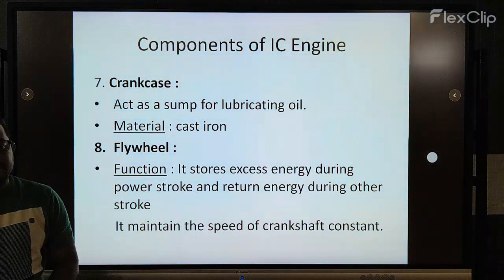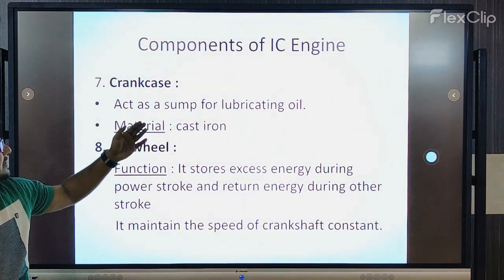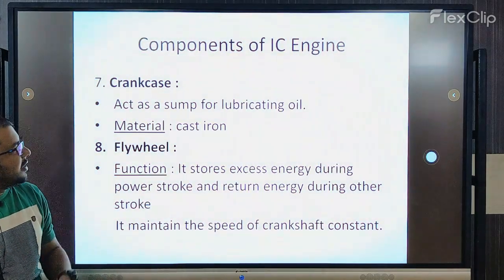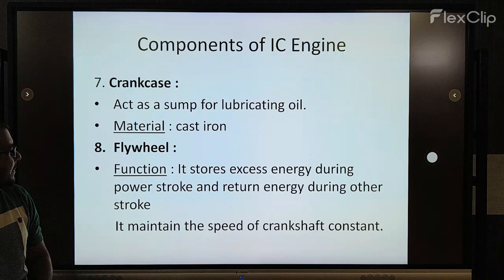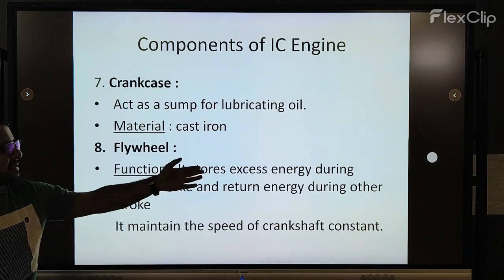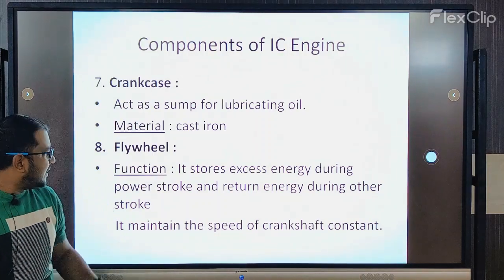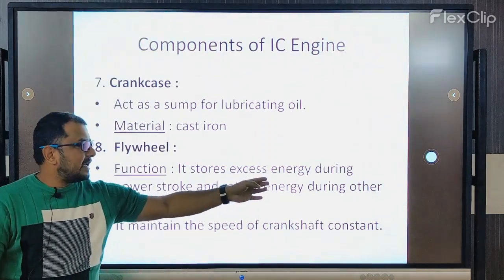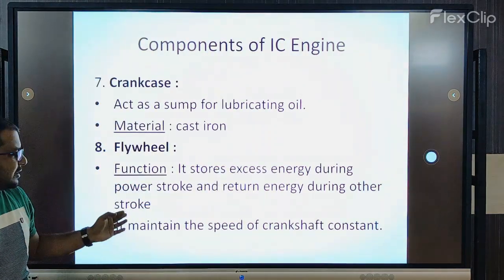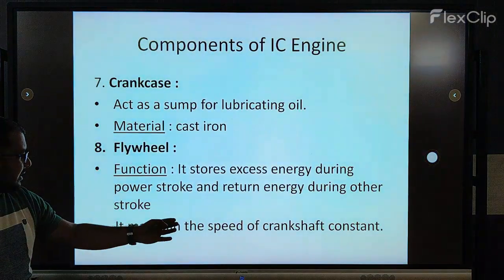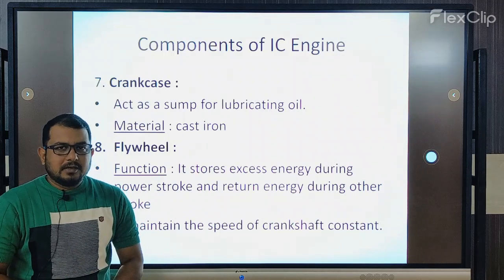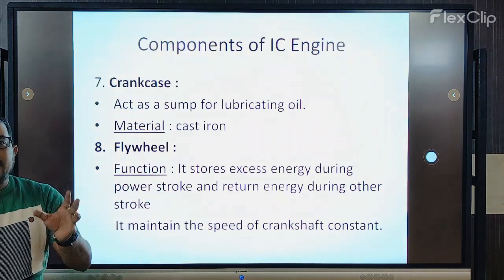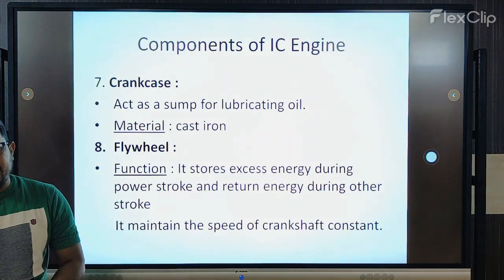Seventh is the crankcase. It acts as a sump for lubricating oil. Material is cast iron. Eighth one is the flywheel. Its function is to store excess energy developed during the power stroke and return energy during the other strokes. It maintains the speed of the crankshaft constant. By using a flywheel, we achieve a constant speed.